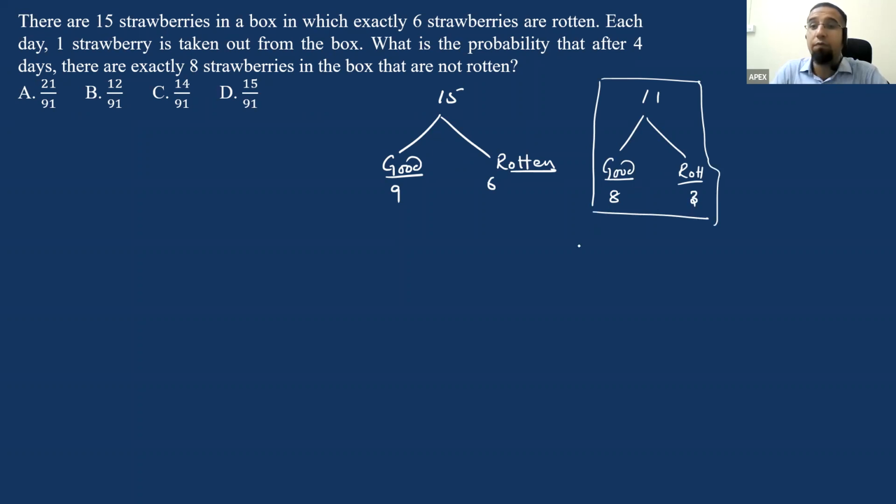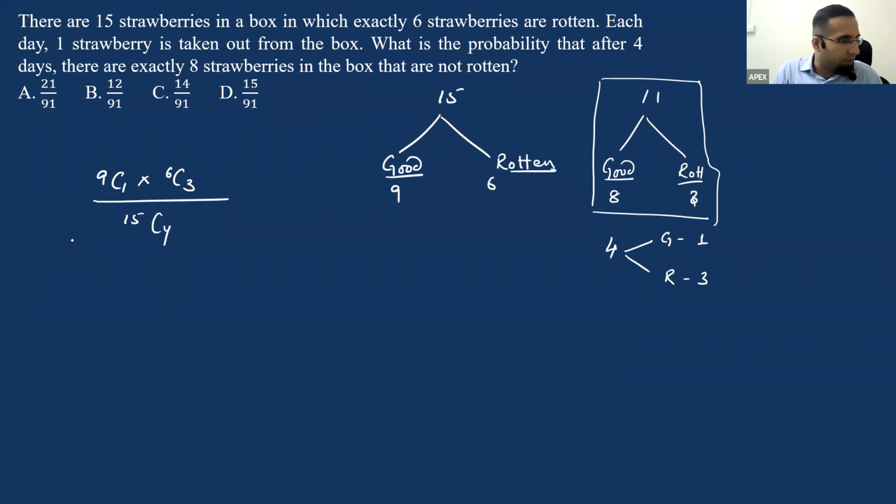That means in the first 4 days, I am selecting only one good strawberry and I have to select 3 rotten strawberries, right? So 9C1 into rotten are 6, that is 6C3 divided by 15C4 becomes your answer. Clear? Now, if you simplify this, I guess I'd calculated this somewhere. Yeah, so if you simplify this, your answer that you get will be equal to 12 by 91.